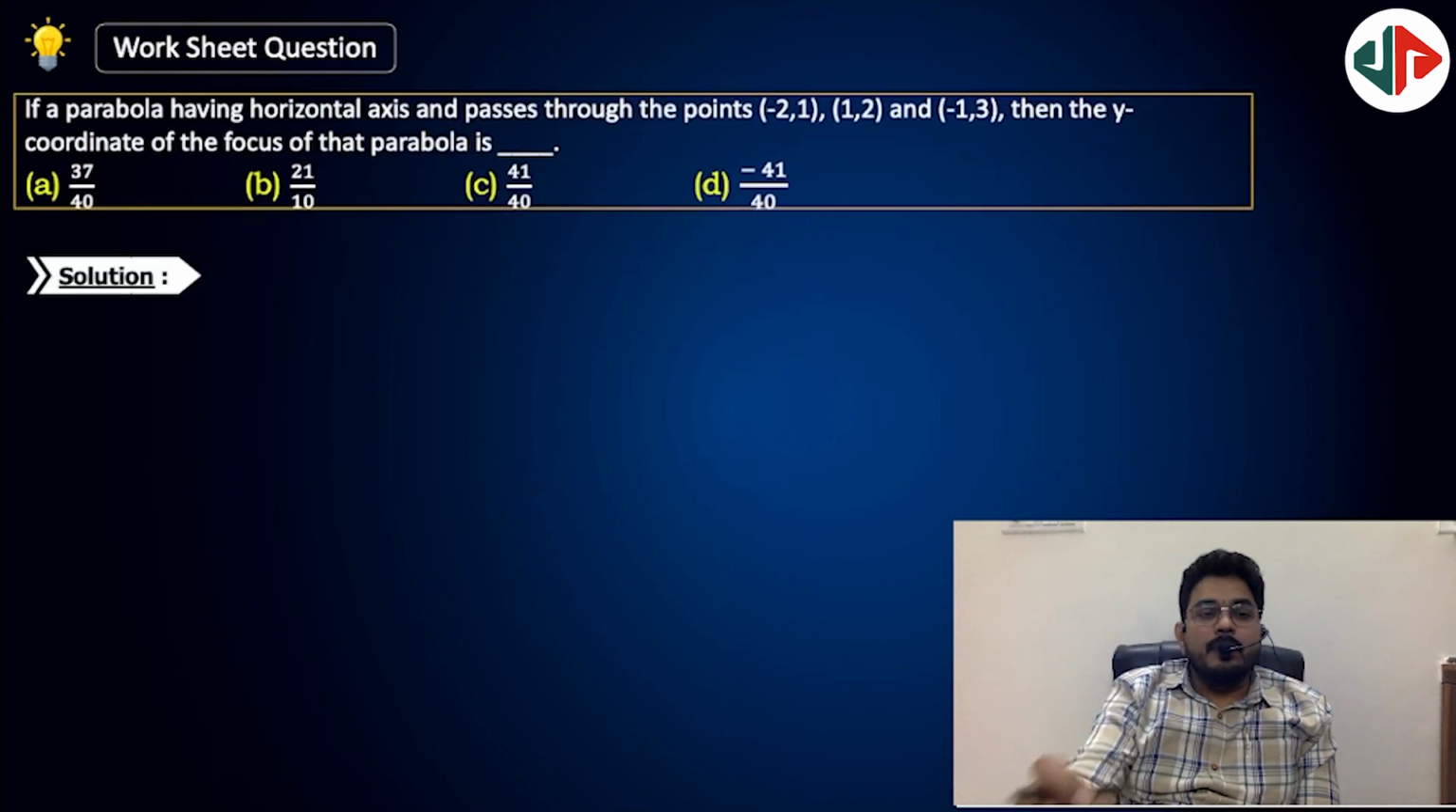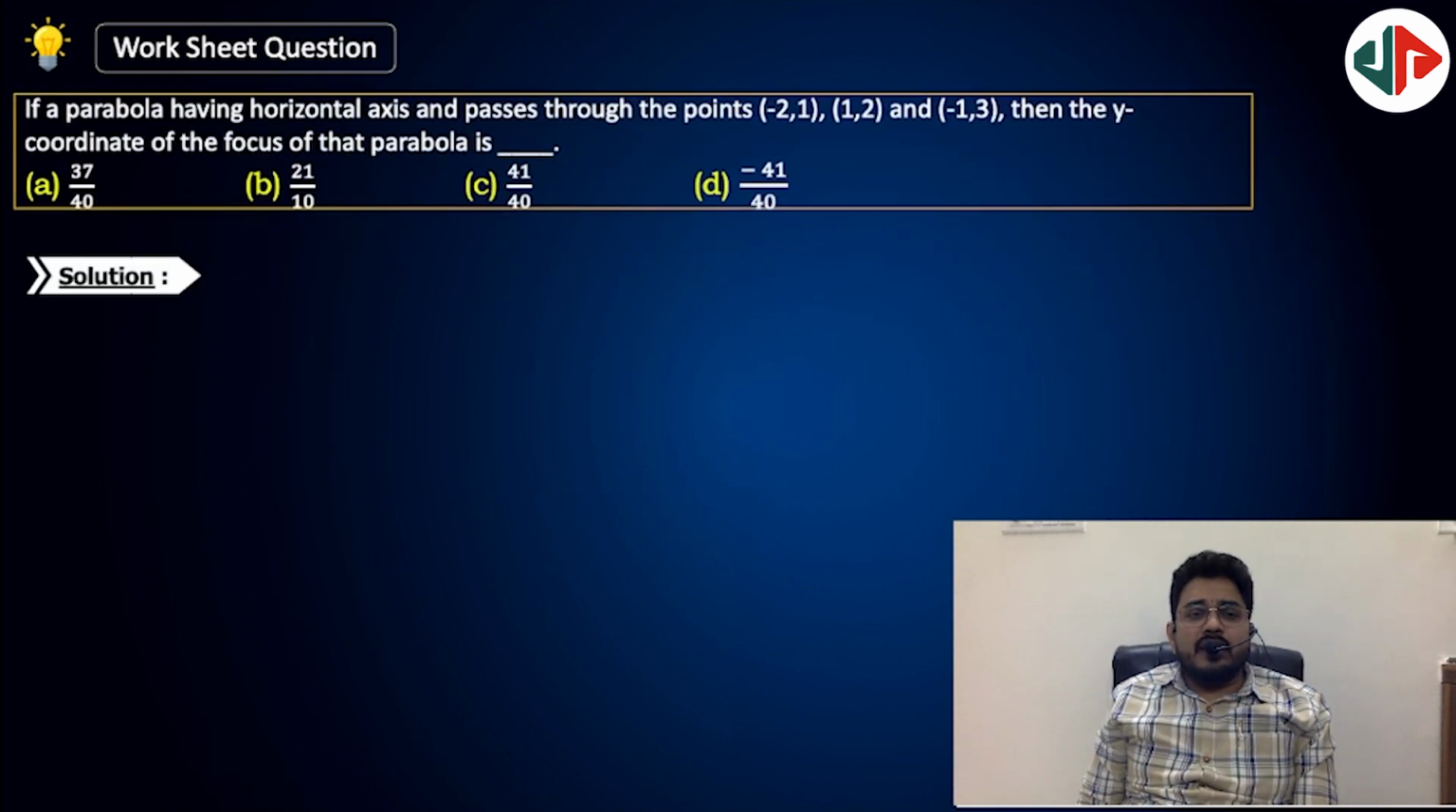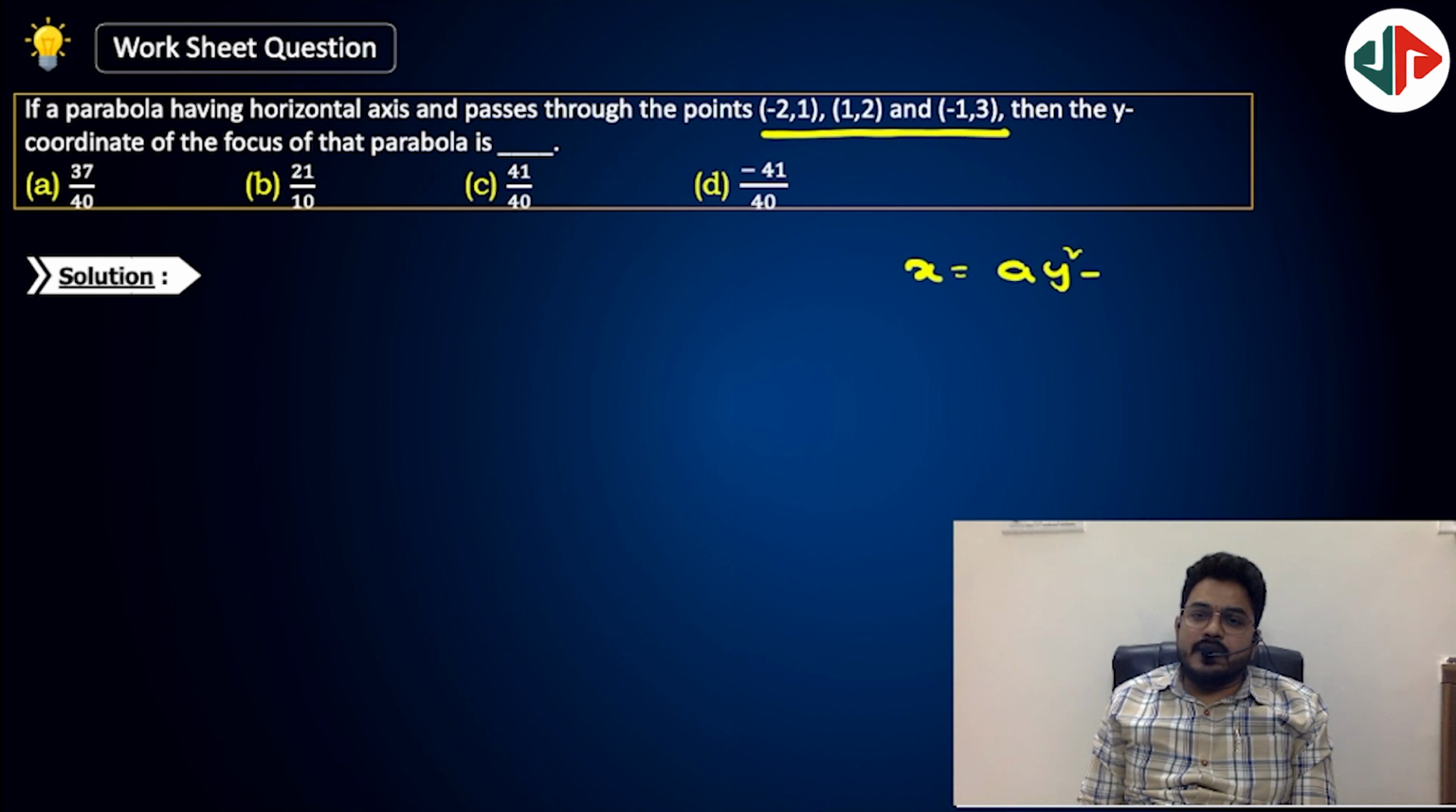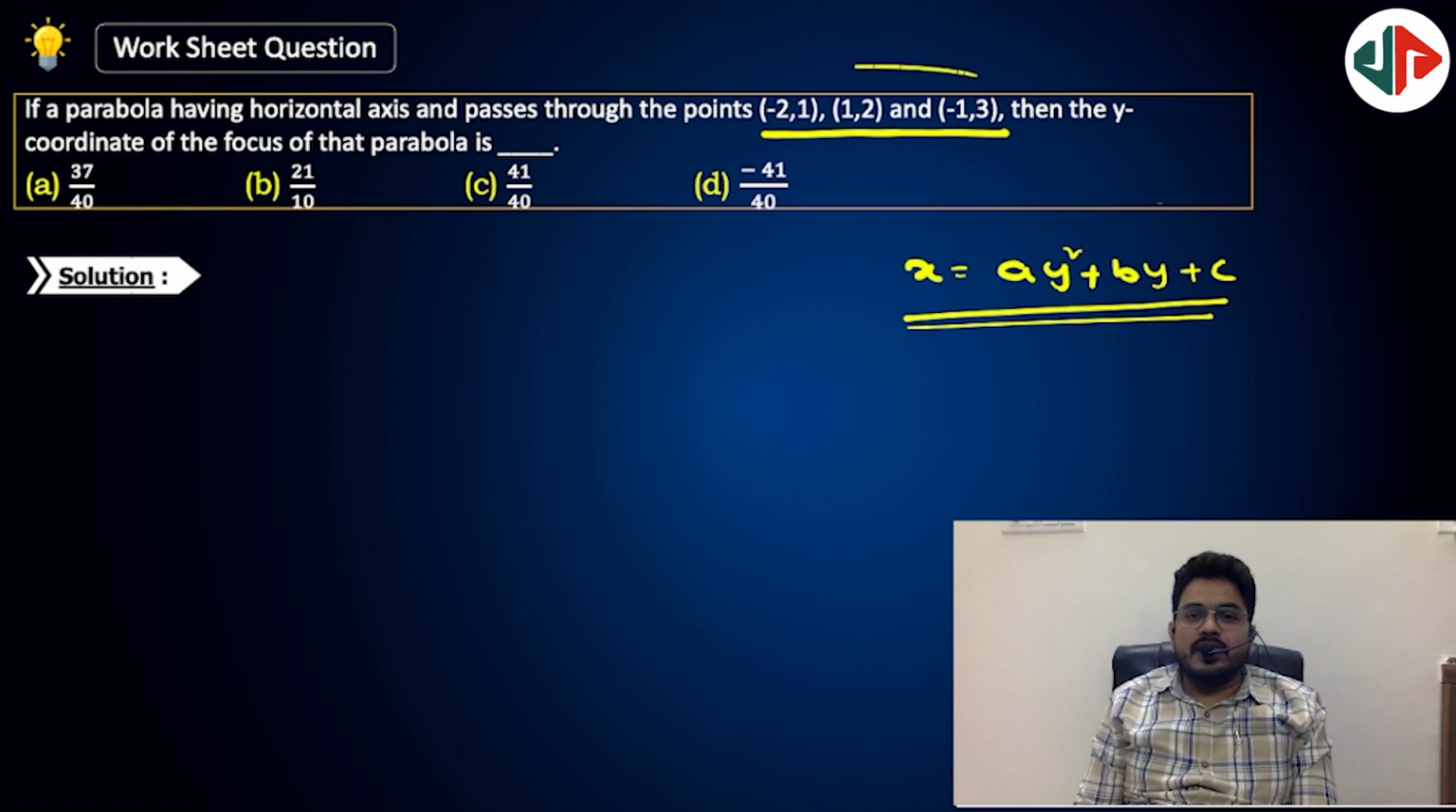If a parabola having the horizontal axis passing through these 3 points. So horizontal axis means what is this one? X is equal to ay square plus by plus c. This is passing through these points. Then the y coordinate of the focus of the parabola.